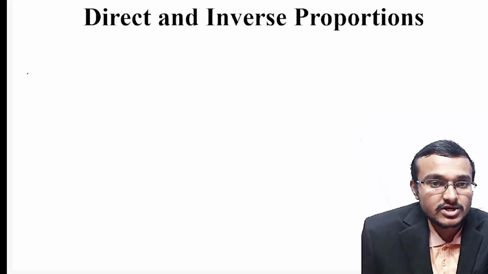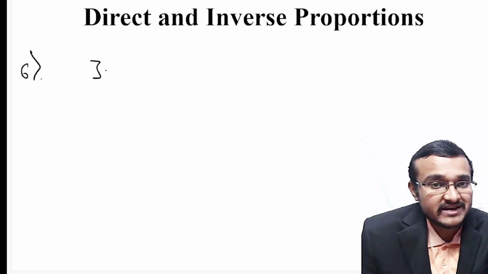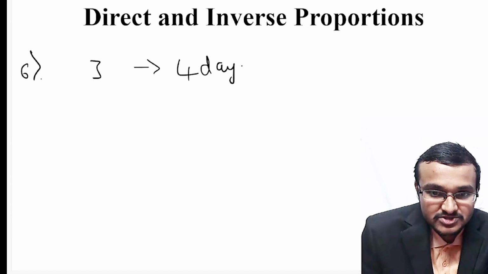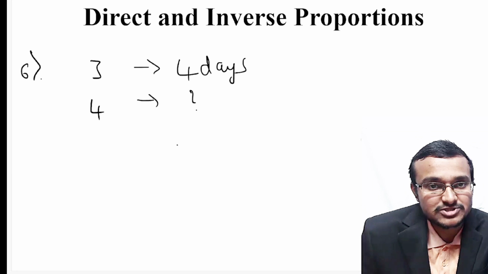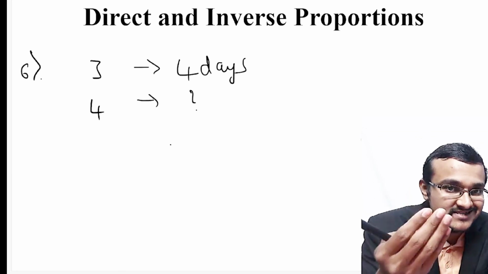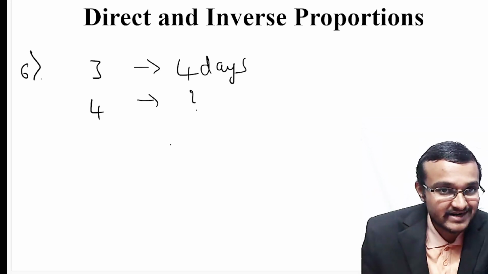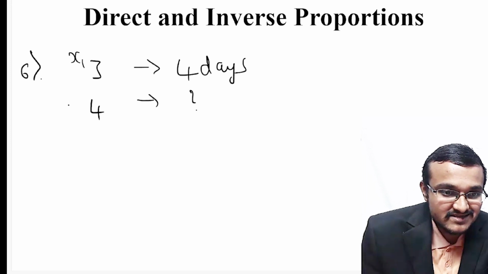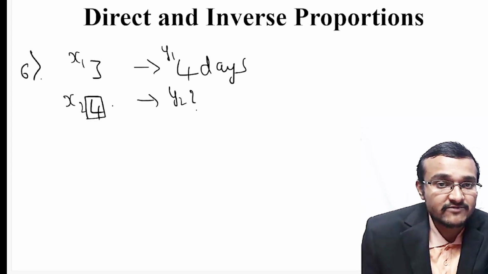So coming to the sixth question in this particular exercise, there are 3 persons who are actually wiring a particular house. So they are taking 4 days to complete the job. So now if 4 persons are there, then in how many days they will complete the job? So obviously when number of workers increases, the days which they are consuming to complete the same work will go on reducing. So here also it is inversely proportional. So here let us take this 3 and 4 as x1 and x2 and this 4 days as y1, and we have to calculate how many days if 4 persons are working.